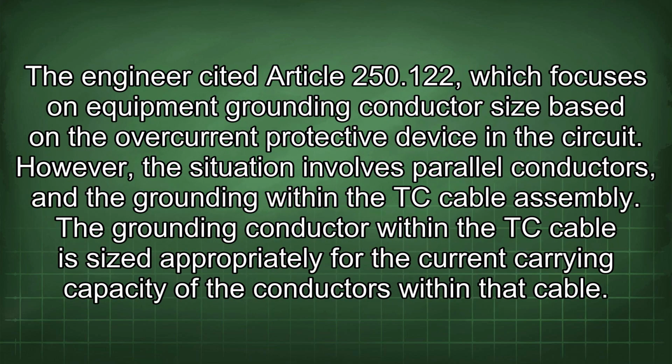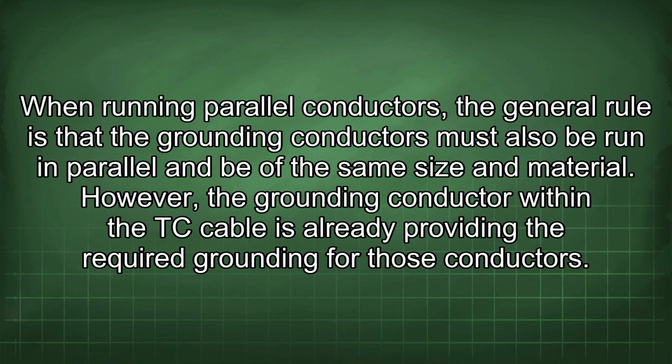The engineer cited Article 250.122, which focuses on equipment grounding conductor size based on the overcurrent protective device in the circuit. However, the situation involves parallel conductors and the grounding within the TC cable assembly. The grounding conductor within the TC cable is sized appropriately for the current carrying capacity of the conductors within that cable. When running parallel conductors, the general rule is that the grounding conductors must also be run in parallel and be of the same size and material.